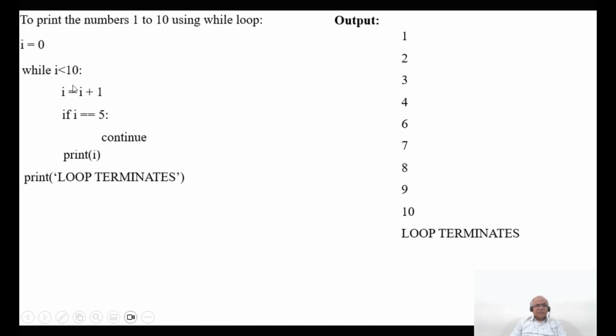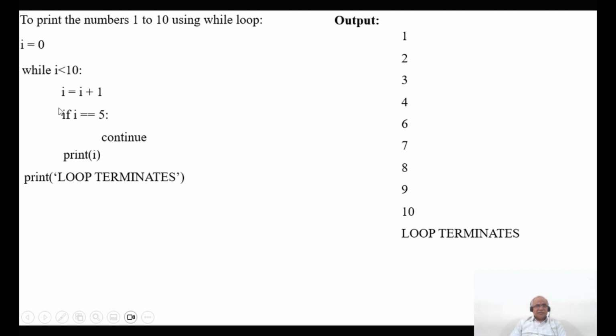Again it goes back. 8 is less than 10, yes, condition is true. I becomes 9. Is 9 equal to 5? Condition is false, so print 9. Again it goes back. So 9 is less than 10, condition is true. Yes. So I is equal to 10. Is 10 equal to 5? No. It skips this and prints 10.